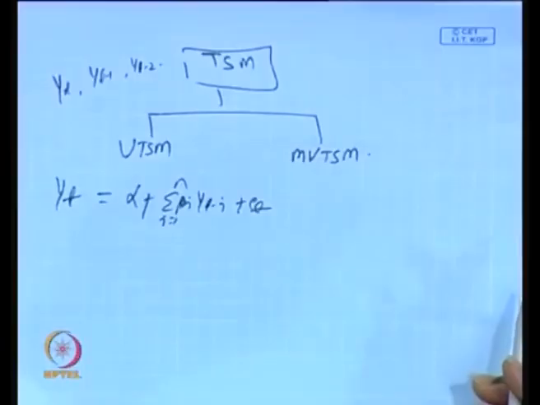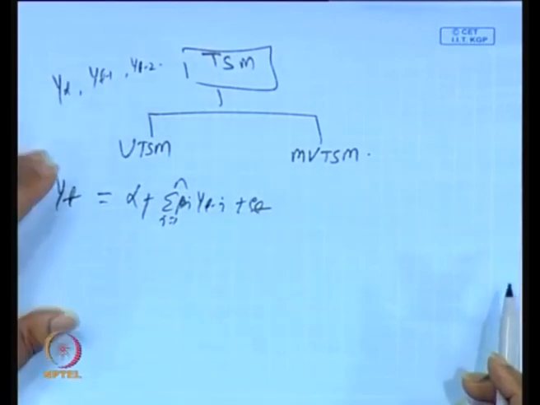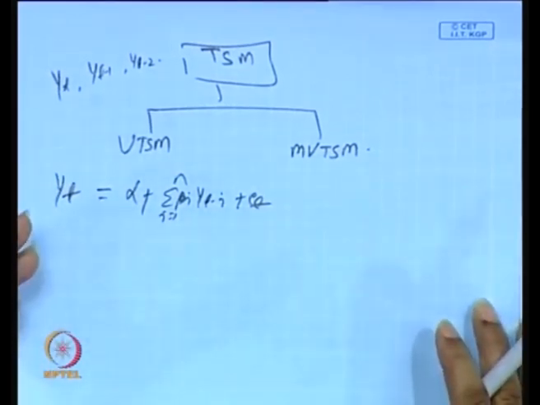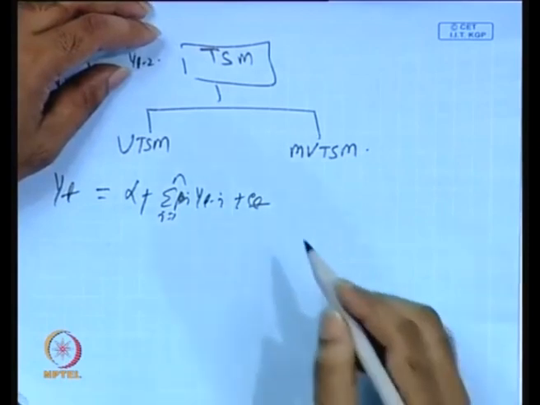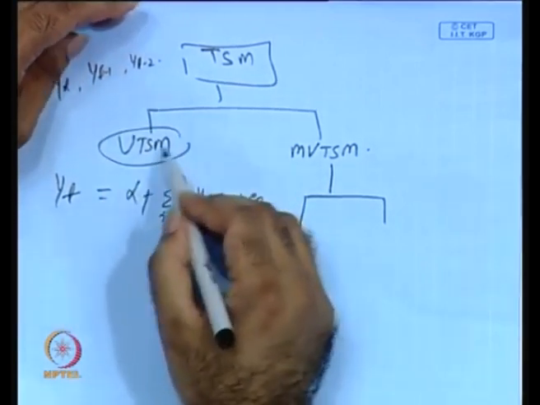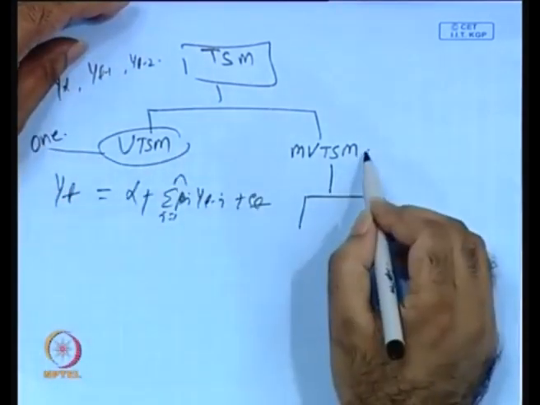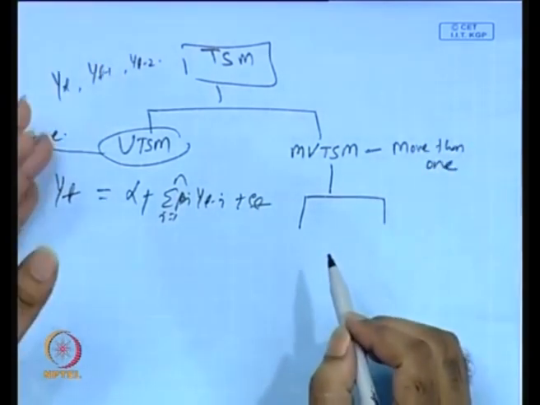Especially there are two structures here: univariate time series modeling structures, then multivariate time series structures. In the case of univariate time series structures, the structure is yt as a function of yt minus 1, yt minus 2 up to yt minus k. Here the speciality is that it is a one variable setup. The variable is one here, but we are creating additional variables with respect to its lag only. So, the game is only with respect to a single variable.